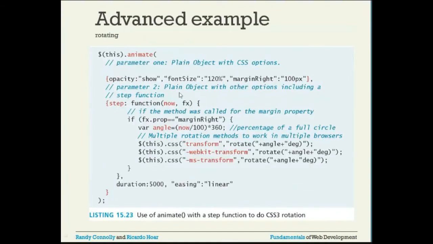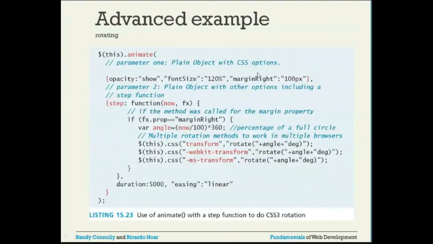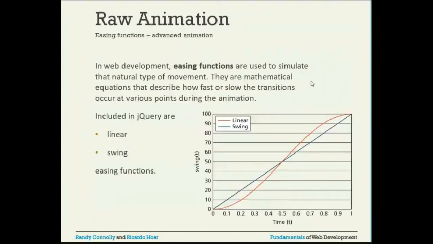This is an example given for rotation. You can see this particular element is being rotated. That is the code for rotation. $(this).animate is the method. You can see there are two objects that are passed. This is the first object.